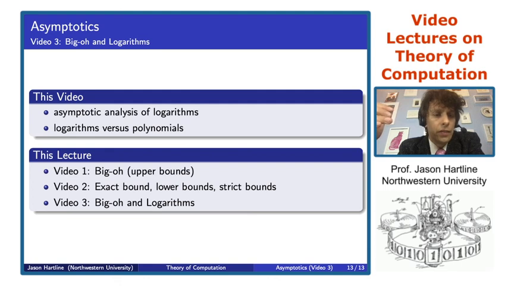In the other videos of the lecture, in video 1, we reviewed big O notation, which gives asymptotic upper bounds. In video 2, we looked at variants of big O notation for exact bounds, lower bounds, and strict bounds. That was big theta, big omega, and little o and little omega. And again, in this video 3, we looked at the relationship between big O and logarithms.